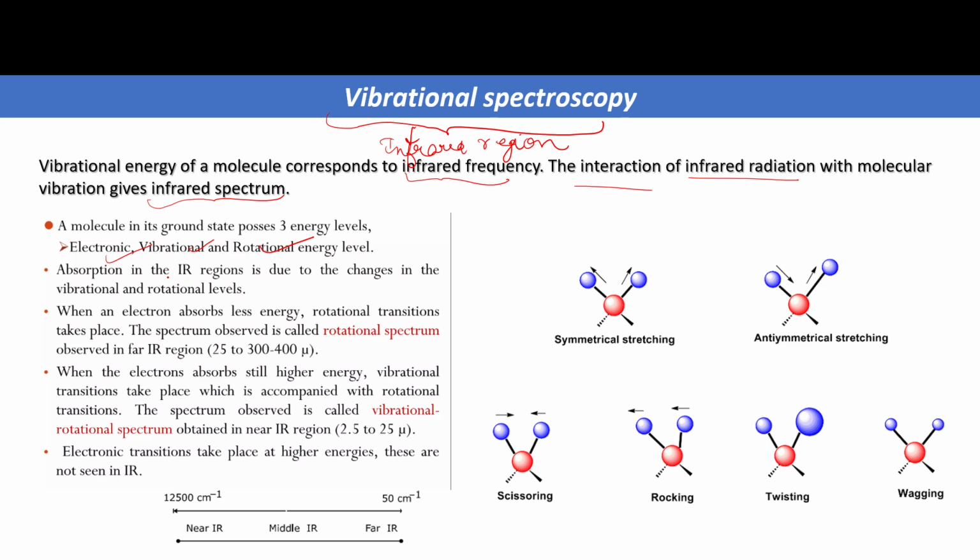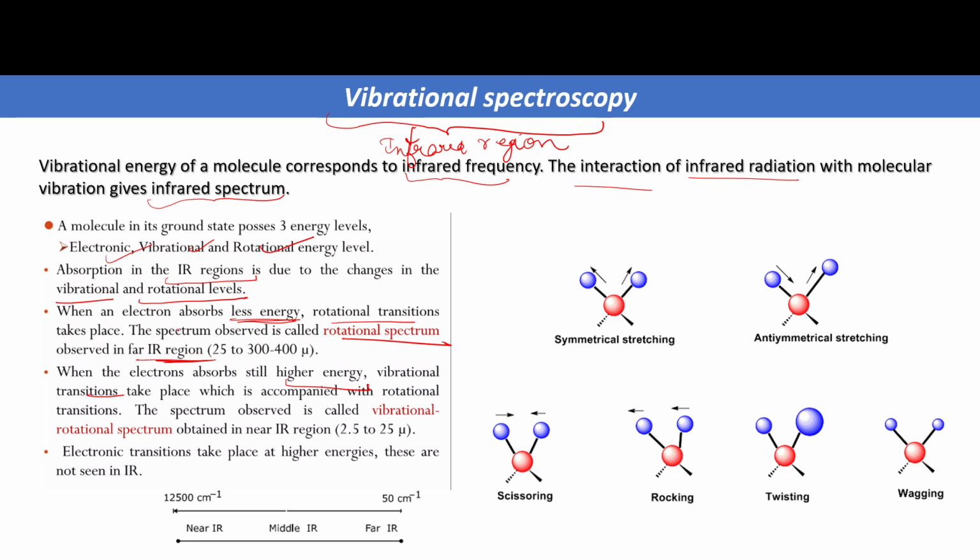If we particularly talk about the IR region, the absorption occurs due to the change in the vibrational as well as the rotational levels. Basically, when a molecule absorbs lesser energy, the rotational transition takes place, and the spectrum is called a rotational spectrum, which is observed in the far IR region. When it absorbs higher energy, the vibrational transition takes place.